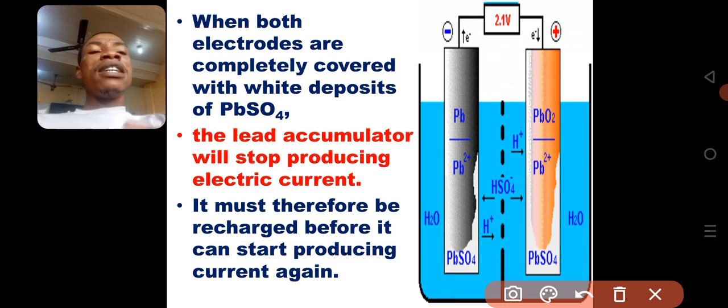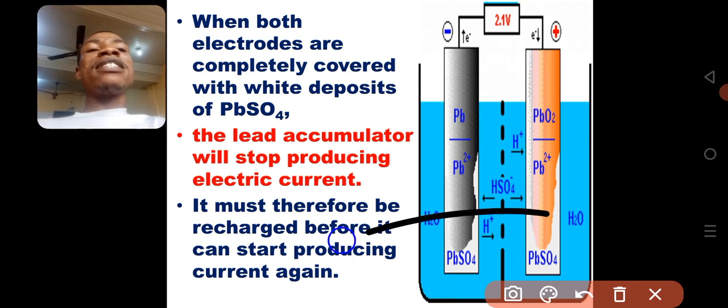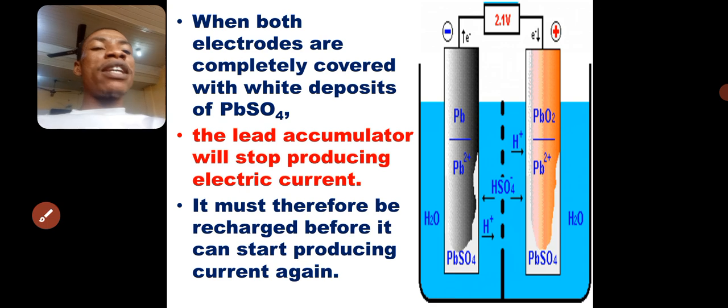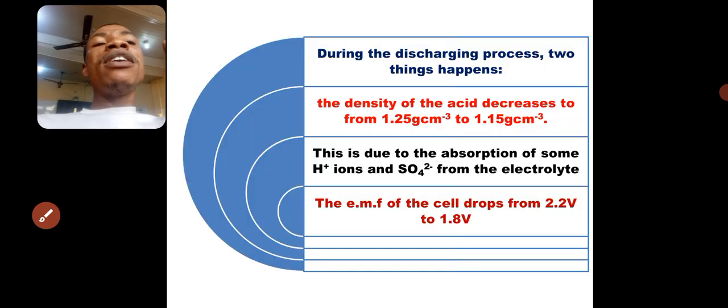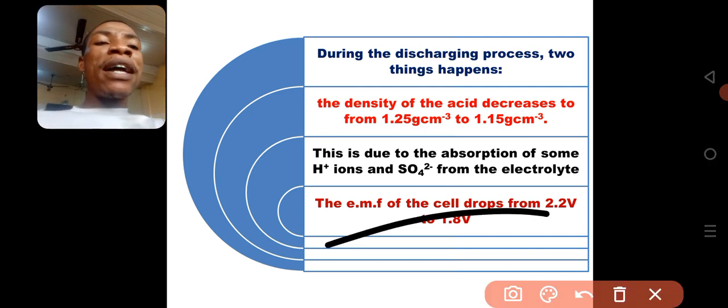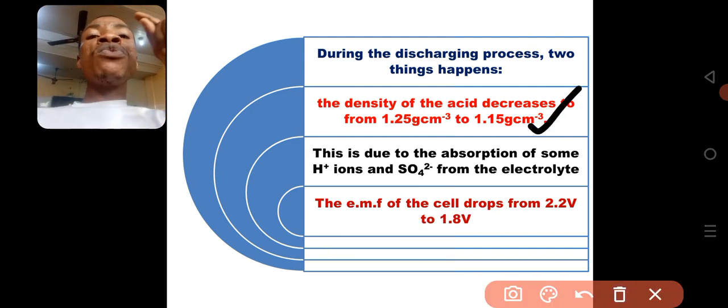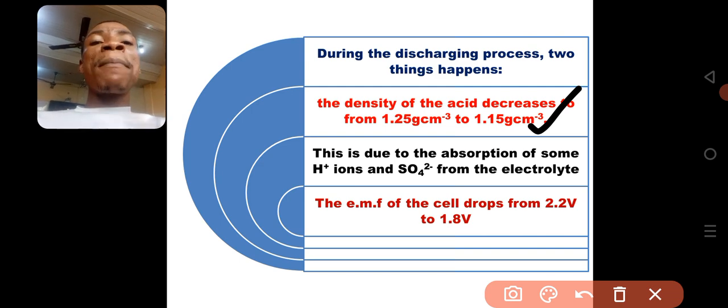So once it is fully covered with lead sulfate, then the battery will stop working, and you have to make it start working again by recharging it. So that is how you can make it start working again. Now during the discharging process, two things happen. Number one, the density of the acid will decrease from 1.25 to 1.15 gram per cm cube.